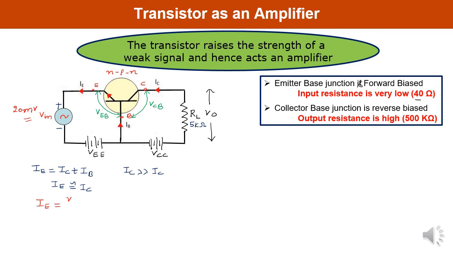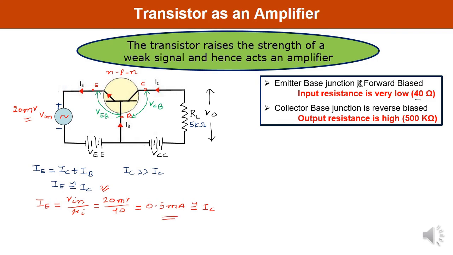So this is nothing but V in upon Ri. V in is 20 millivolt, Ri is 40 ohm. So this IE is 0.5 milliampere. And since you are saying IE is equal to IC, it means you can say this is approximately equal to IC also.